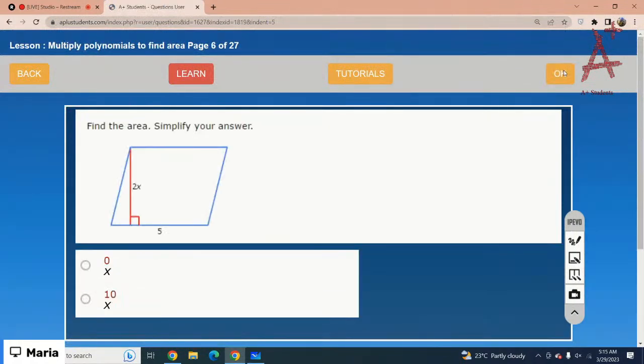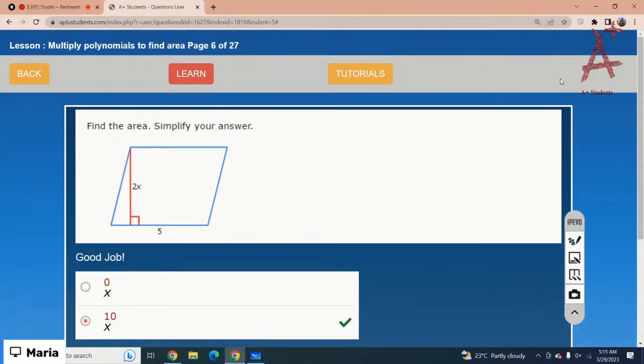Okay, the next one is find the area, which is the correct option. 5 times 2 is 10x. So it would be 10x.